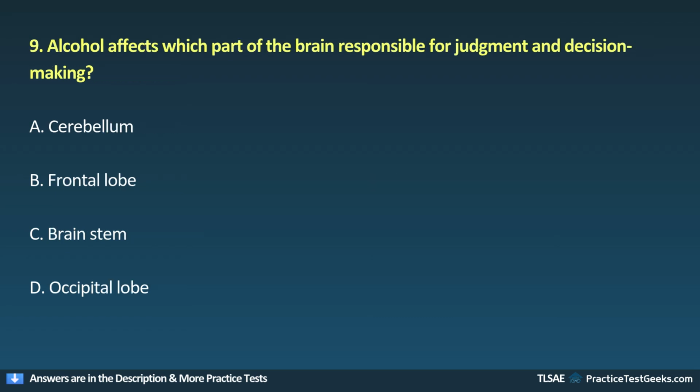9. Alcohol affects which part of the brain responsible for judgment and decision-making? A. Cerebellum. B. Frontal lobe. C. The occipital lobe.